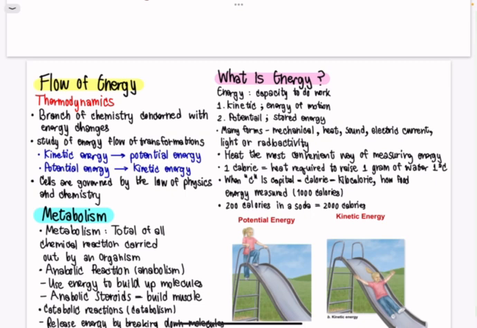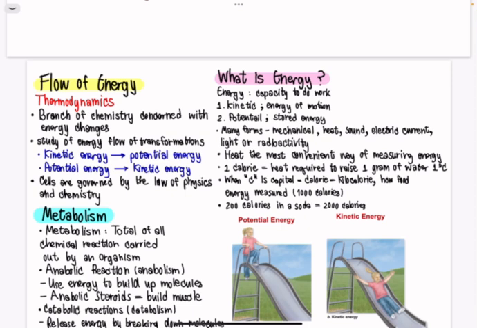What is energy? Energy is the capacity to do work. First, kinetic energy is the energy of motion, and potential energy is stored energy. Energy has many forms: mechanical, heat, sound, electric current, light, or radioactivity. Heat is the most convenient way of measuring energy.